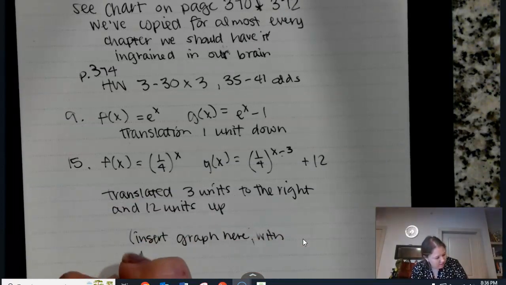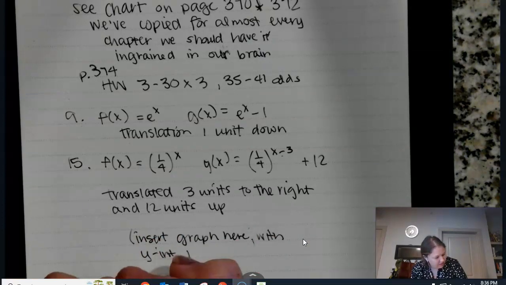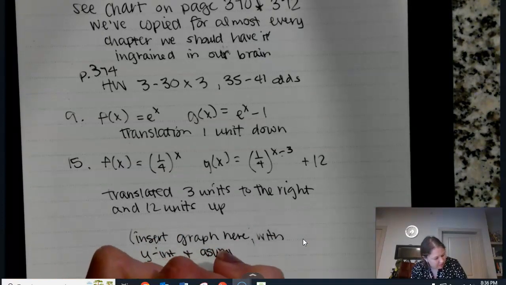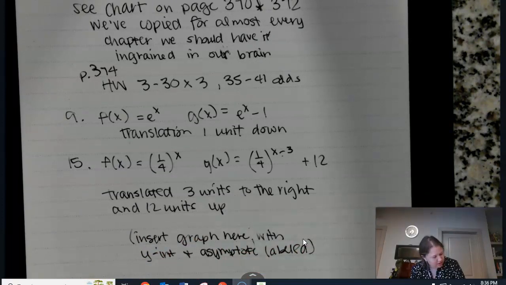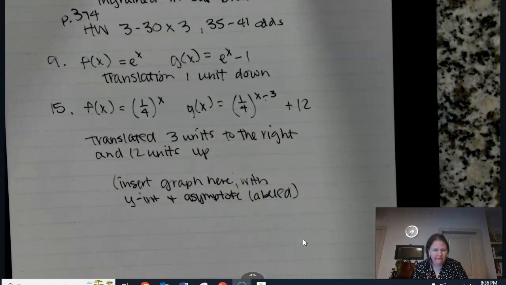With y-intercepts and asymptotes labeled. Okay, so that's 15. Then you would have 18, and looky there, we're still describing each transformation and then graphing. So congratulations, you get to do the same thing. So 18.